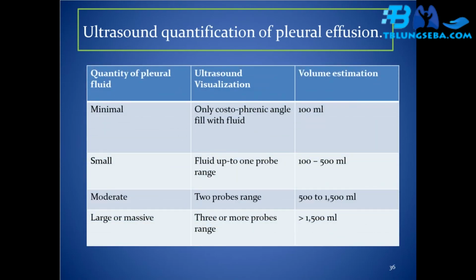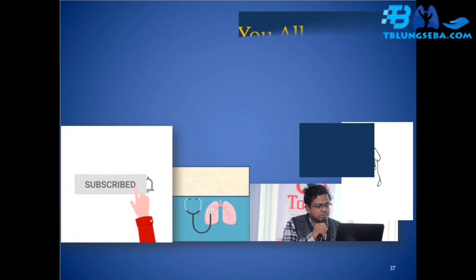Quantity of pleural fluid. Ultrasound visualization. Volume estimation. Minimal: only the costophrenic angle filled with fluid, 100 milliliters. Small: fluid up to 1 probe range, 100 to 500 milliliters. Moderate: 2 probes range, 500 to 1500 milliliters. Large or massive: 3 or more probes range, more than 1500 milliliters. Thank you all.